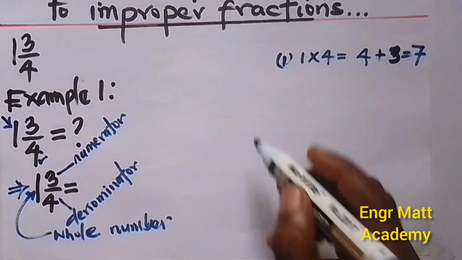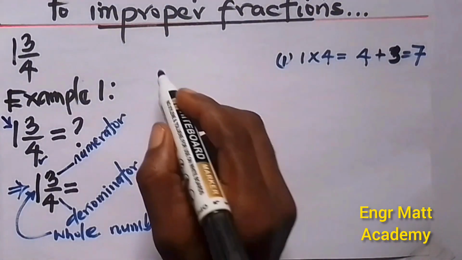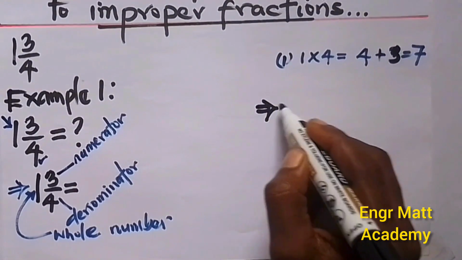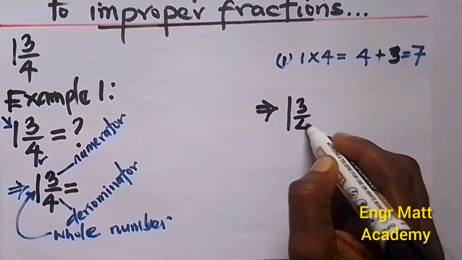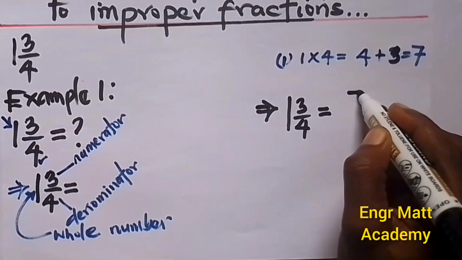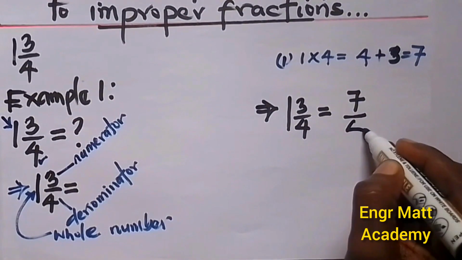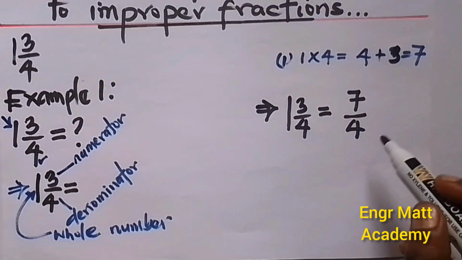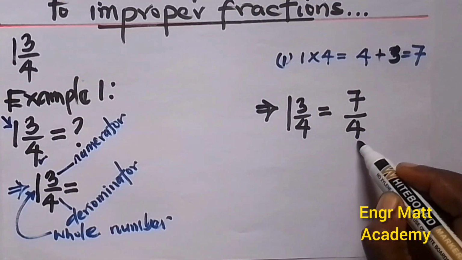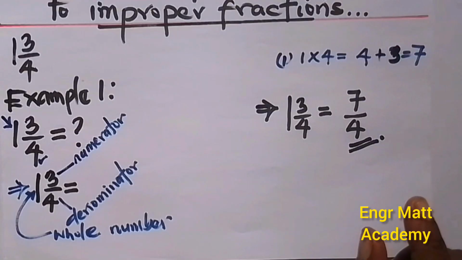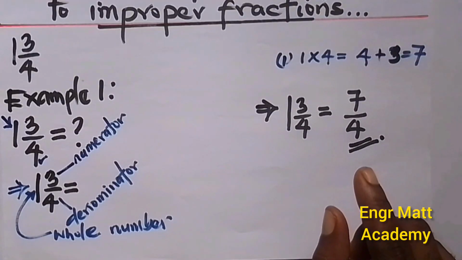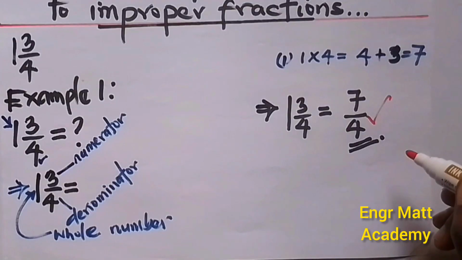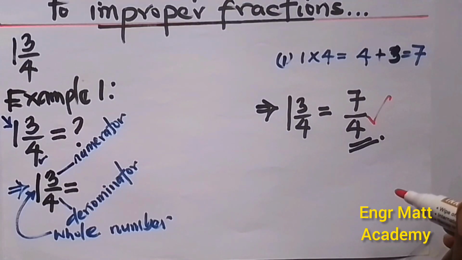So our final solution will be 1 whole number 3/4 will be equal to 7/4. Now the denominator remains unchanged. What changes is the whole number and the numerator. Easy, right? Let's see another example.